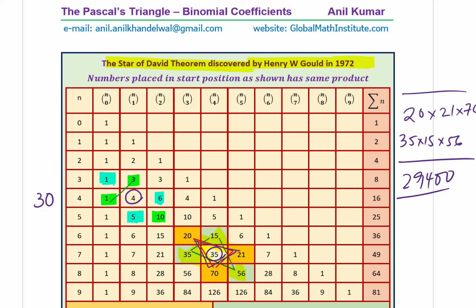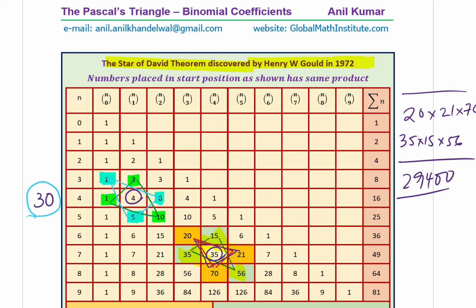So when you make the star here and then with these numbers, you find that their product is exactly the same. In this case, it happens to be 30, correct? That is what it means.